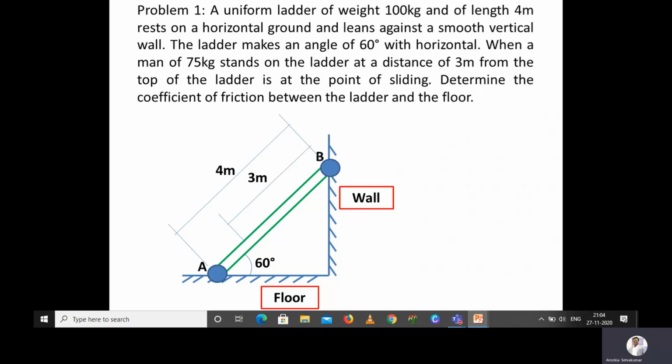So in this question, if we read, we will come to know two important points. The first one is the point of sliding occurs when a man of 75 kg weight stands on the ladder at a distance of 3 meters from the top of the ladder. It's given in the figure also. And one more important point is that it's a smooth vertical wall. So obviously we won't have any friction at that particular point. That is, at point B, the frictional force will be equal to 0. Anyway, in detail we will see.